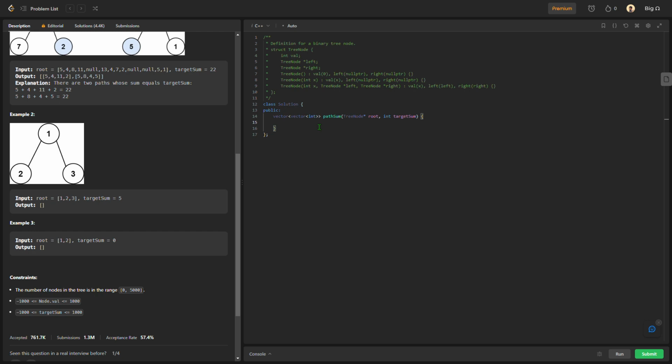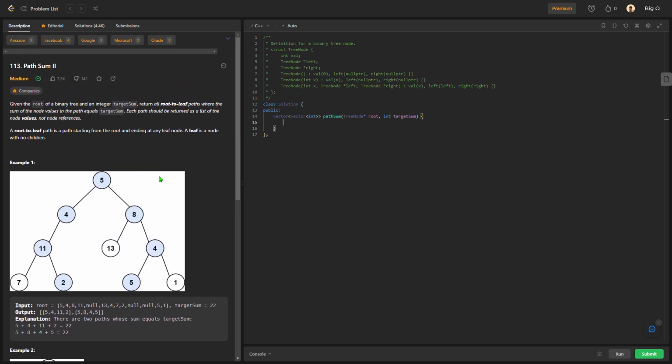So what would be the basic learning from this question? We would be learning how to iterate recursively over our binary tree, first and foremost, and the second is the condition that we would be treating for the target sum. So the basic idea that we would be getting from this question is how to iterate over our binary tree in a recursive fashion. Okay, so let us start.